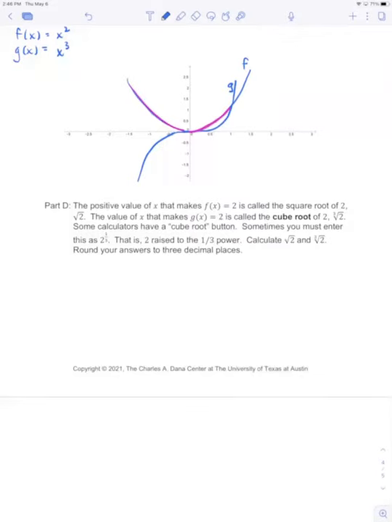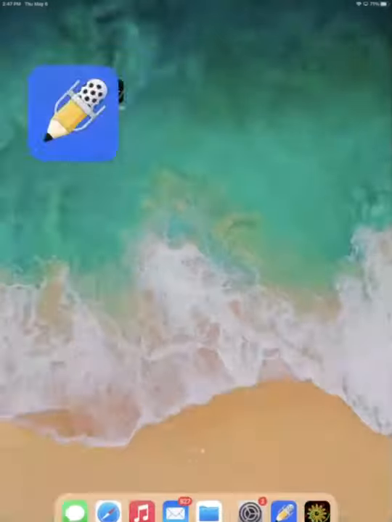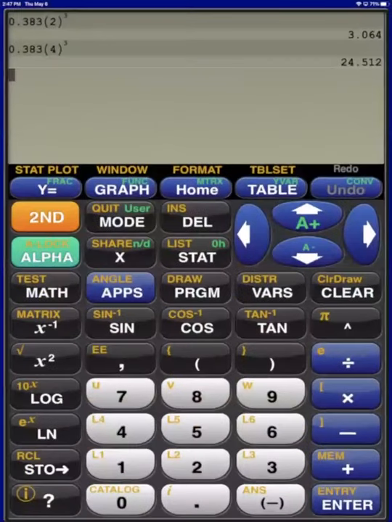Calculate the square root of 2. So let's go and write this. The square root of 2 is approximately equal to, and then we'll do this again, the cube root of 2 is approximately equal to, and we're being asked to round to 3 decimal places. Let me go back to the calculator, and we can do the square root of 2 as 2 raised to the 1/2 power.